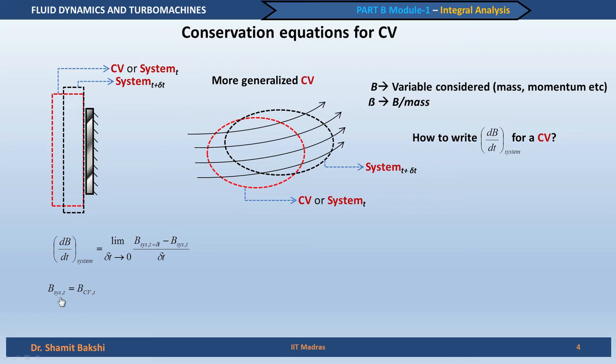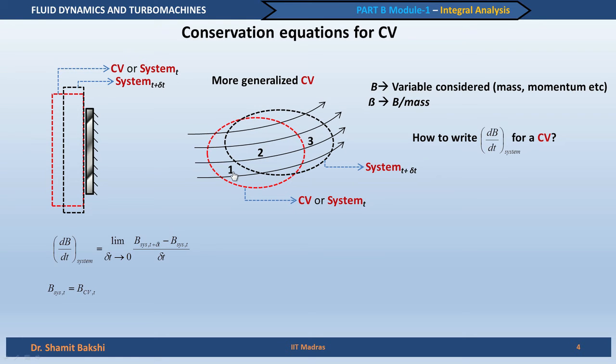Now, what is B system at time t? It is the same as whatever B was there in the control volume at time t, because the system and the control volume are one and the same at time t. Now, what we do is look at B system at time t plus delta t. We divide this entire region into 3 parts: first part is 1, second part is 2 and third part is 3. This entire region has the control volume, the system at time t plus delta t, and their intersection.